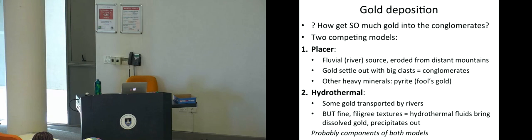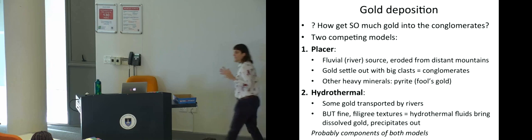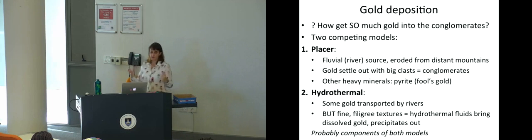While these are two end member models, it's likely that the answer is somewhere in between, and that we have both, because we actually have evidence of both. We have evidence of fluvial gold that's been washed out of this hinterland, and we have evidence of hydrothermal gold that's precipitating out in these layers. So it's likely that both mechanisms were acting, causing such an incredible richness of gold.